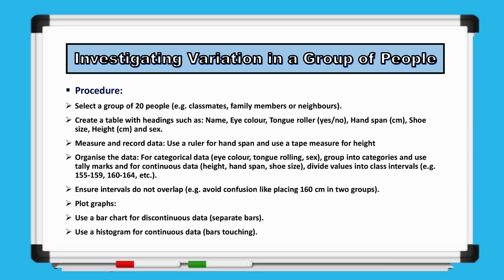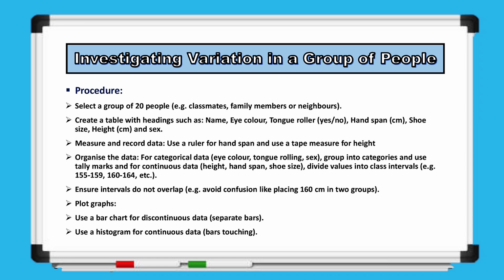It is important to note that sex is a discontinuous trait and is determined genetically through sex chromosomes, where individuals are either male or female. After collecting the data, we organize it carefully. For discontinuous traits like eye color, tongue rolling, and sex, we group the results into categories and use tally marks to count how many individuals fall into each group. For continuous traits such as height, hand span, and shoe size, we divide the values into class intervals. These intervals must not overlap, so that each value fits into only one group.